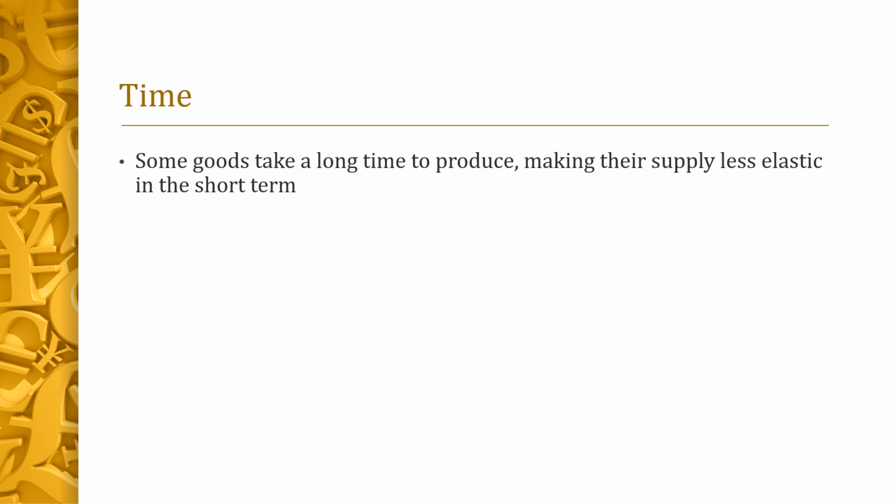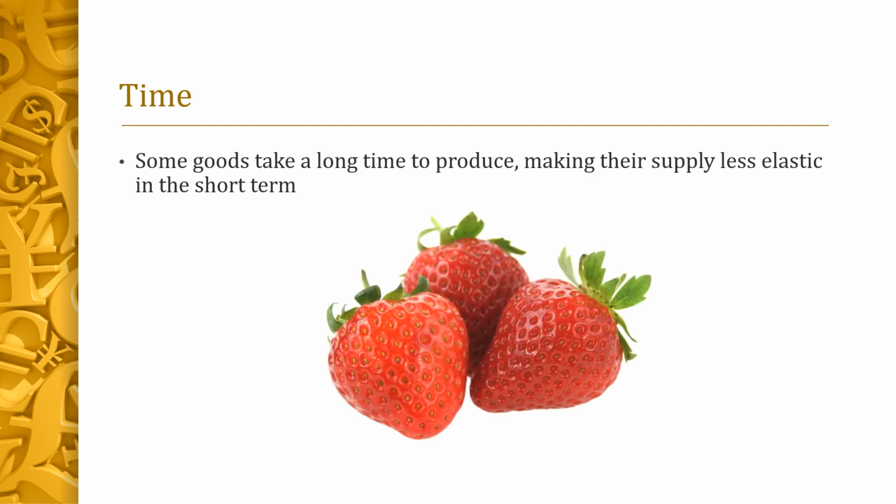Some goods take a long time to produce, making their supply less elastic in the short term. If we consider a strawberry producer, if demand for strawberries goes up and the price goes up, then they can't simply magic up more strawberries out of nowhere. They can only supply as many as they have from what they planted at the start of the strawberry season. However, in the long run, if they find that prices for strawberries remain high, they may choose to devote more of their field space to growing strawberries.